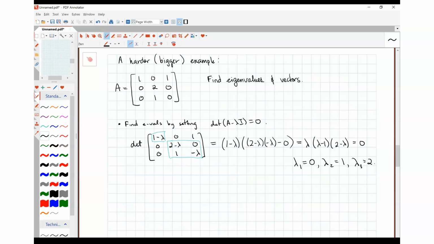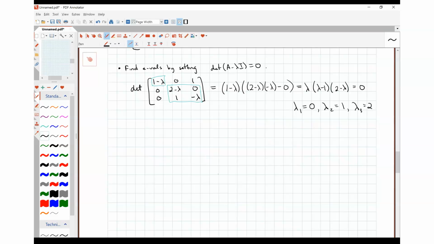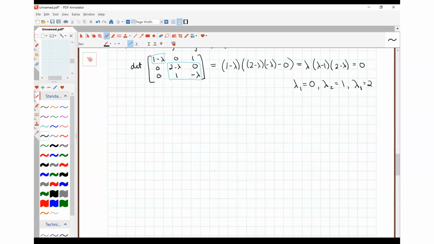All right, so when you have a 3 by 3 matrix, in general, you're going to get some kind of cubic polynomial for your characteristic polynomial, and those can be really, really hard to solve. So, I don't know, just be prepared for that. And find a good online polynomial solver. Okay, so we've got these 3 eigenvalues.